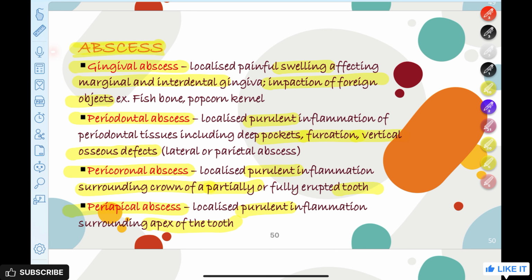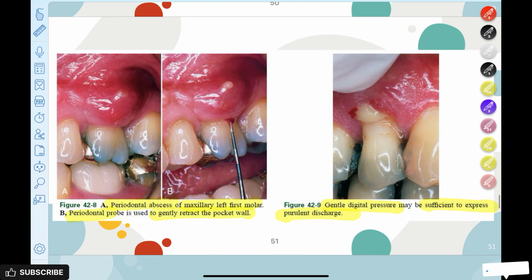The next we have is the abscess. There are 4 kinds of abscess we must know. First is the gingival abscess, second is the periodontal, third is pericoronal and fourth is periapical.